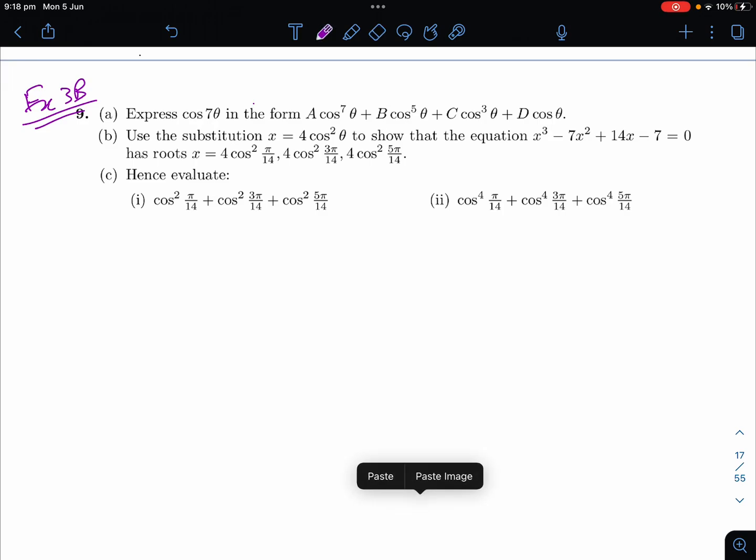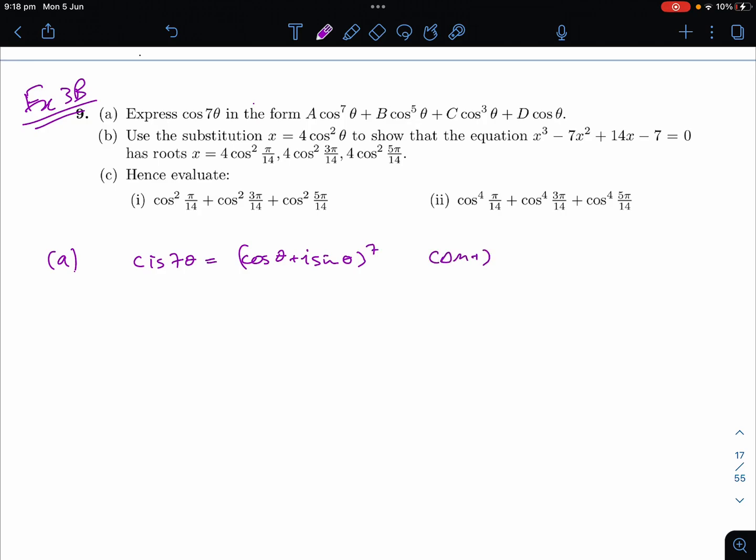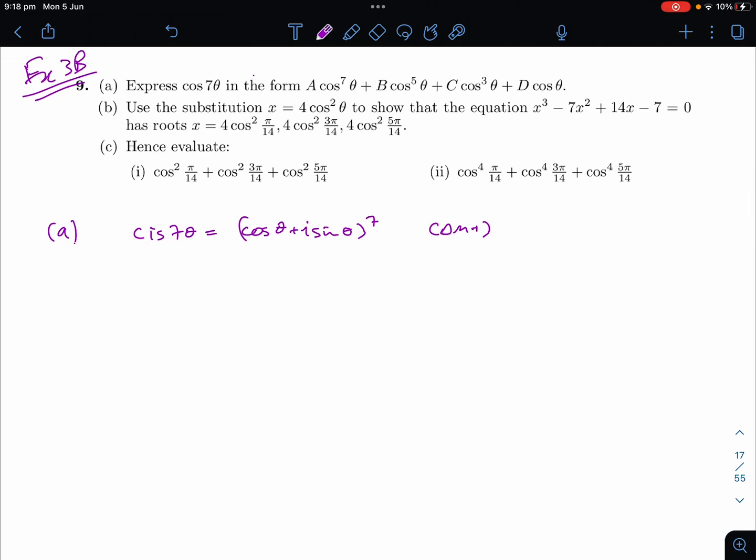Okay, so we're interested here in De Moivre's theorem, question 9, 3B question 9. For part A, to express cos 7 theta, we're just going to start with cis 7 theta equals (cos theta plus i sin theta) to the power of 7, which is De Moivre's theorem to start with. And so we're looking for the real part of the left-hand side equals the real part of the right-hand side for the cos part. So that's the cos of 7 theta.